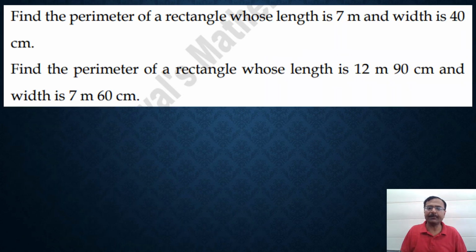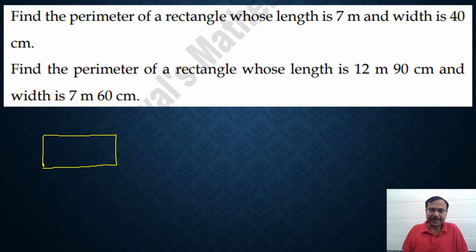Okay, let's see some more questions now. Find the perimeter of a rectangle whose length and width are given. Now the shape is not drawn for you. We should know how to find the perimeter of a rectangle. If you draw a rectangle, you know that the length 7 meters and this length 7 meters are going to be the same. That's why it is a rectangle, right? And then the width is 40 centimeters. So there's a variation in the unit which you need to be careful about.